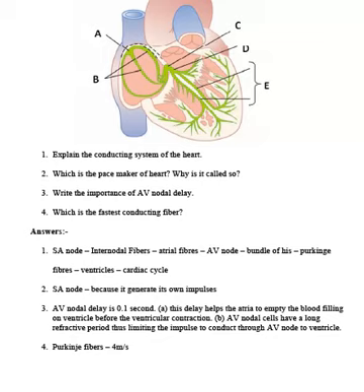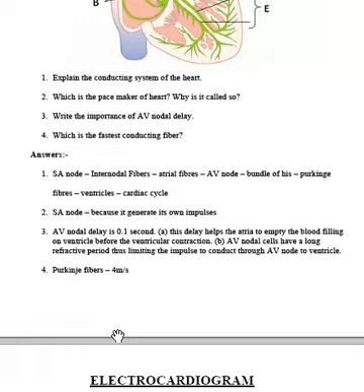Next, what is the AV nodal delay? The AV nodal delay is 0.1 second. This delay helps the atria to empty the blood and fill the ventricle before ventricular contraction. AV nodal cells have a long refractory period, thus limiting the impulses conducted through the AV node to the ventricle. And finally, which is the first conducting fiber? Obviously we know it is the Purkinje fibers. So next we have to move to the next slide.